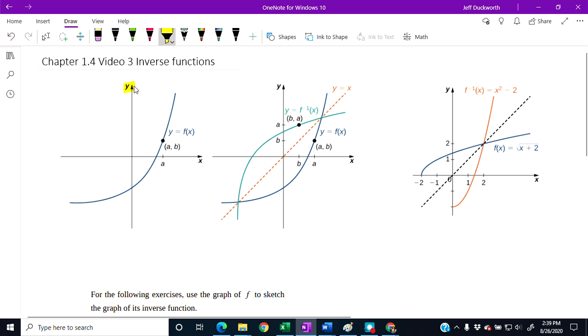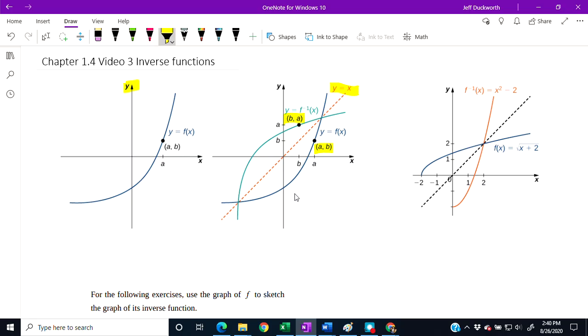In this part here, this is our original function we're looking at, y equals f of x. We're looking at some sort of increasing function. In order to graph the inverse, we're going to mirror it over the line y equals x. That dotted line there is the line for y equals x. You'll notice we've taken a point in the original graph, (a, b), and mapped it to (b, a). That's what we're going to do for each individual point.